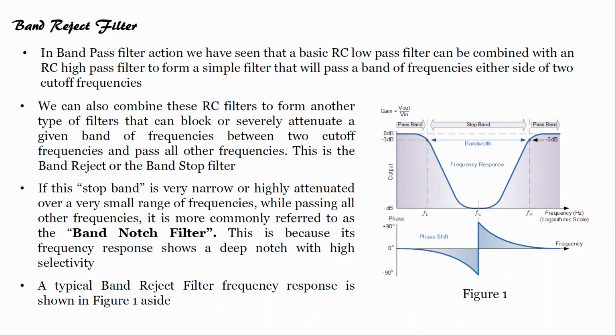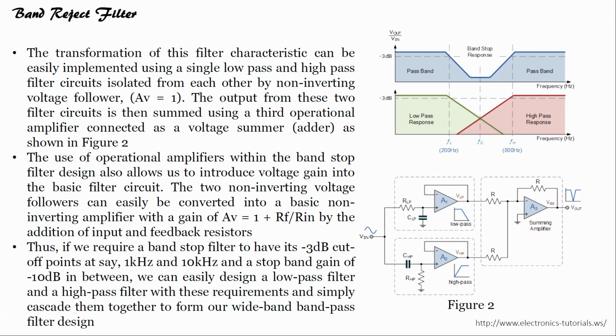If this stop band is very narrow, you can see the stop band is here, and if it is extremely narrow, that means only a small range of frequencies is stopped, then it will work as a notch filter, because when you see the frequency response, it will look like a notch. So, a deep notch with high selectivity. A typical band reject filter frequency response is shown here, you can see here.